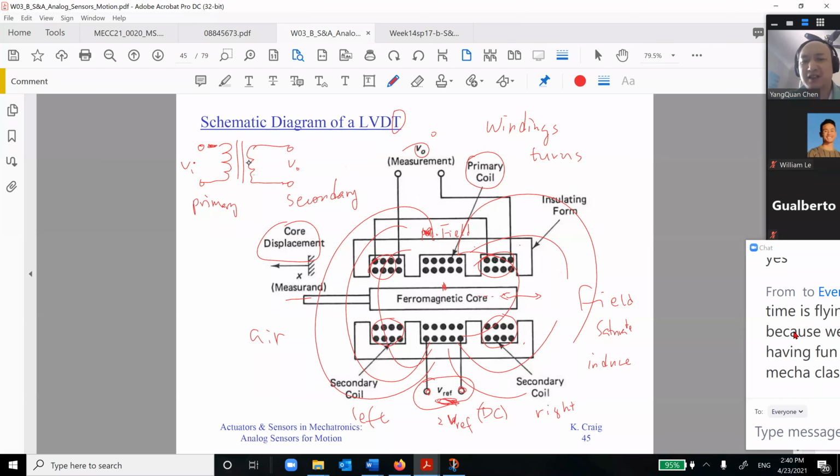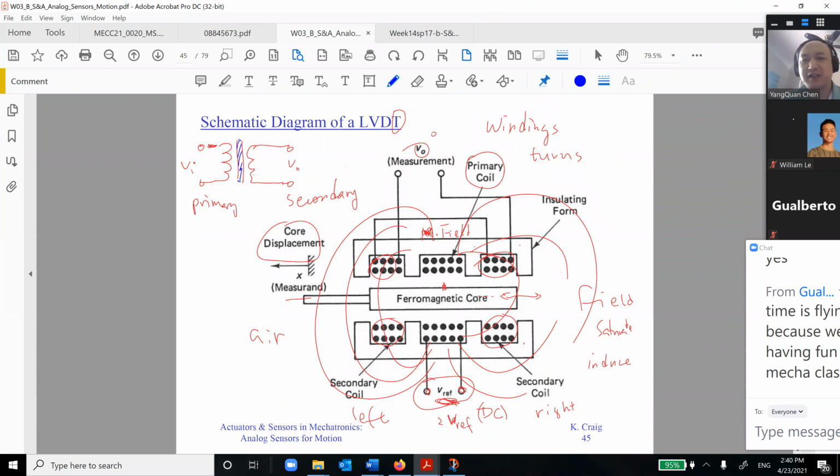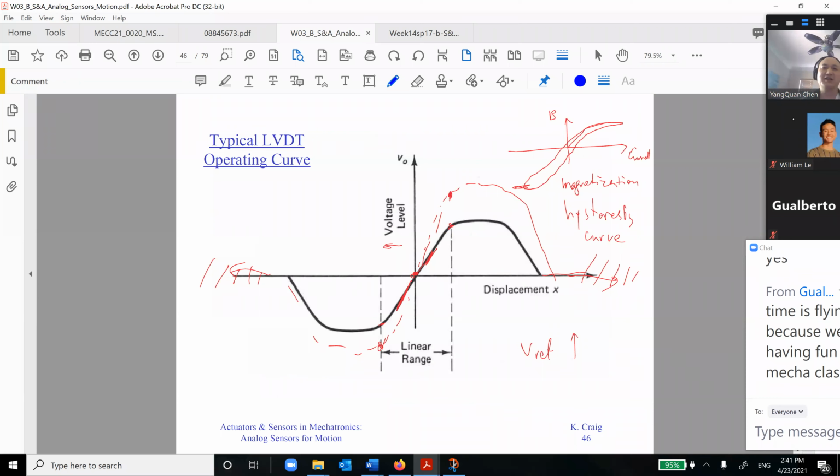But the question is, now we are trying to make this core move up and down. Then the coupling will be different, so the reluctance between the primary and secondary will change. That motion will cause the reluctance change. If we keep VI constant, then VO will change.